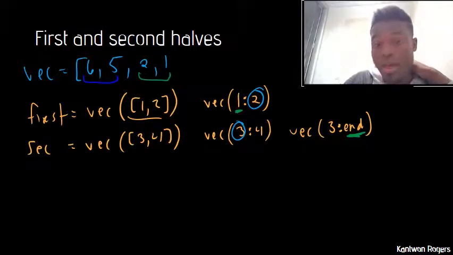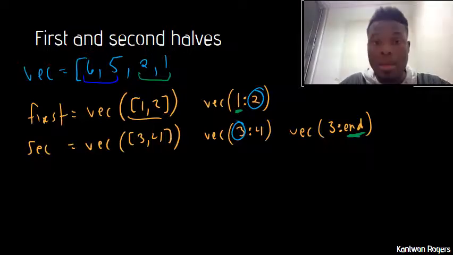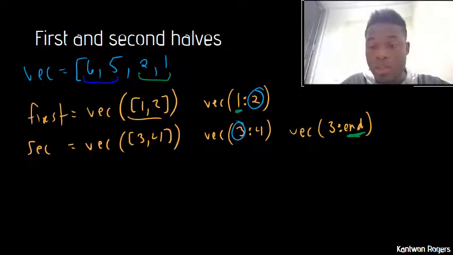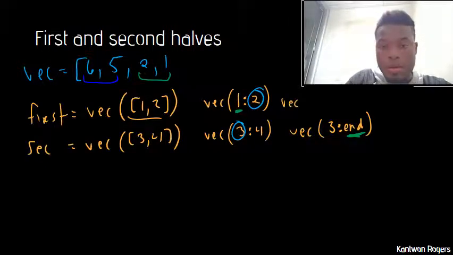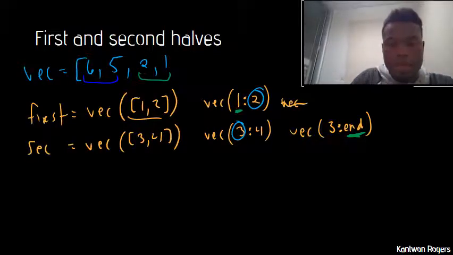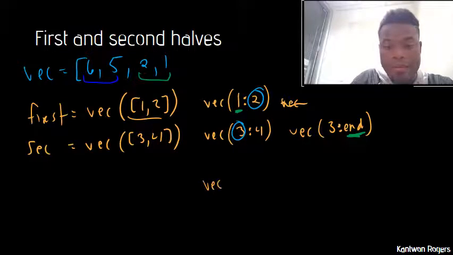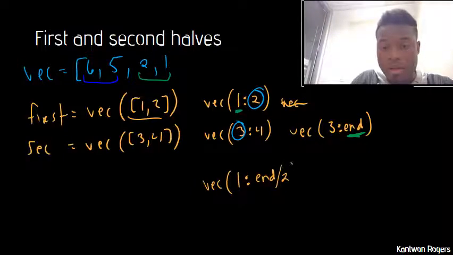So if we see here, end once again is just the same thing as length of whatever I'm indexing. So in this case, since I have 4 numbers, end evaluates to 4. I can get 2 by dividing that number by 2. So I can take it one step further by saying vec of, or actually let's write this down here. We can take this one step further by saying vec of 1 to my end, which is 4, divided by 2.